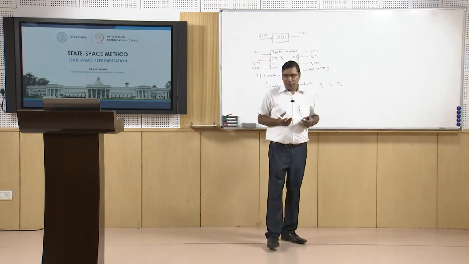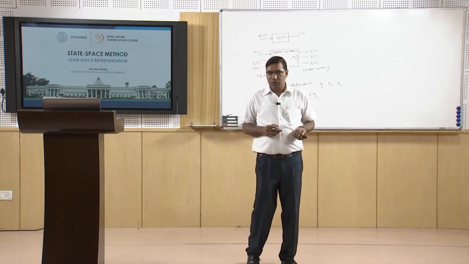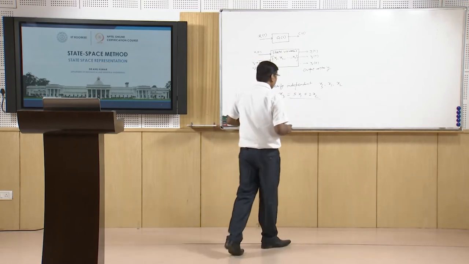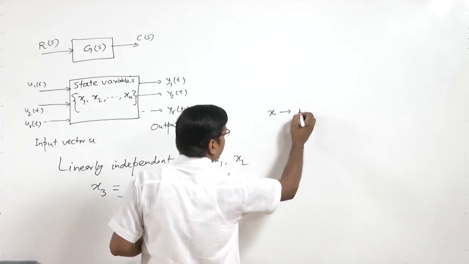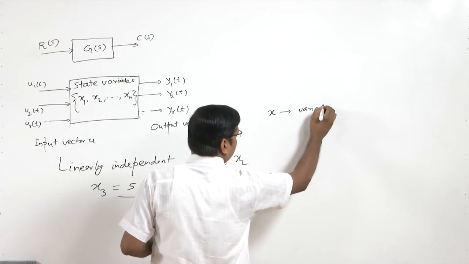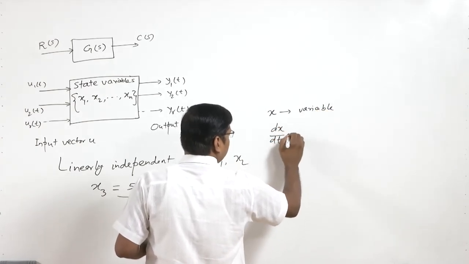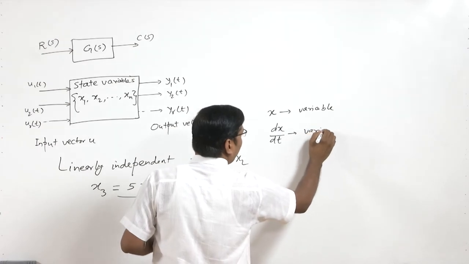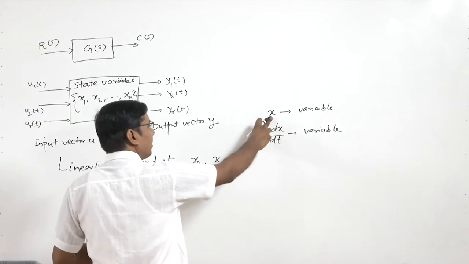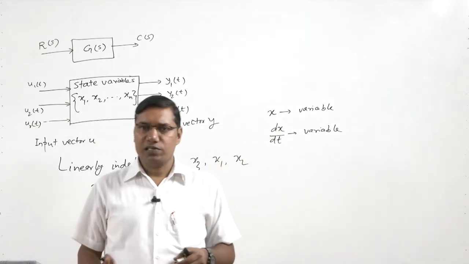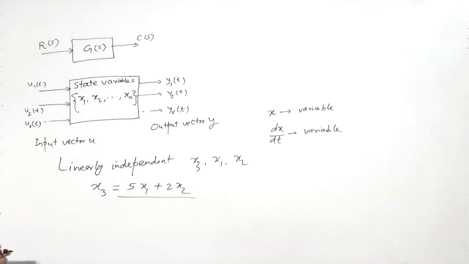The derivative of a variable is a linearly independent variable. If x is a variable, dx/dt is another variable, and this dx/dt can't be represented as a linear combination of x, because it is a derivative.